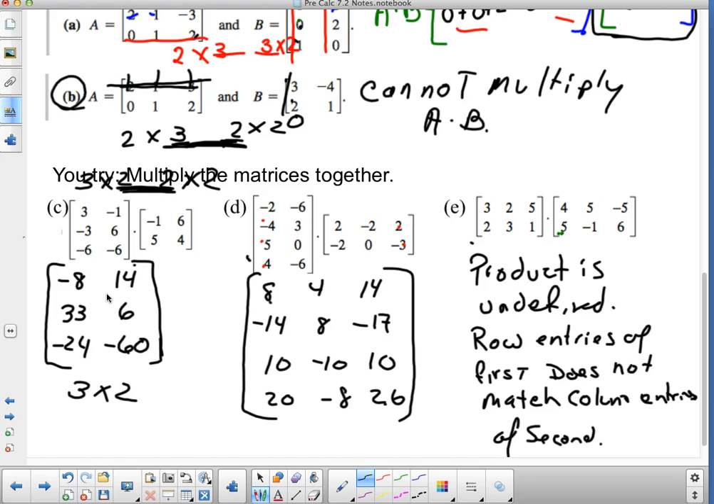Okay. In D, I got a 4 by 2 matrix. And I've got a 2 by 3 matrix. My final answer should be a 4 by 3 matrix. And then the last one, I've got a 2 by 3 as I'm going through, and a 2 by 3 here, and these aren't the same, and that's why the product is undefined.